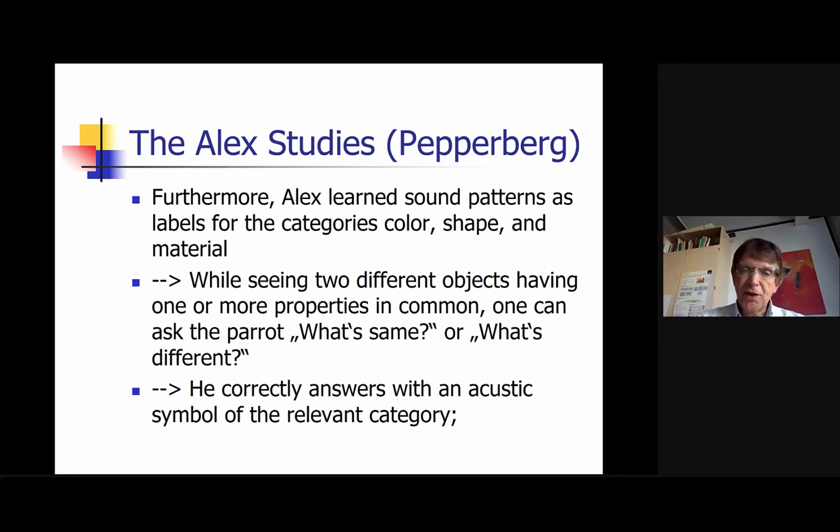This is sufficient for having concepts, the concept of being red, not to be misunderstood. It's not arguing that Alex has the concept of color. He has the concept of being red. So, now the question is, this was a single parrot. Is there more evidence that animals have the same abilities?